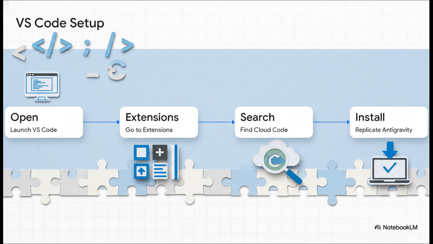Step 1. Just open up your standard VS Code software. Step 2. Navigate over to the Extensions tab located on the left sidebar. Step 3. Search for the specific tools you rely on, like Cloud Code and Codex. And finally, Step 4. Hit Install. And that's literally it. You have now functionally replicated the entire Antigravity experience inside an open source environment.